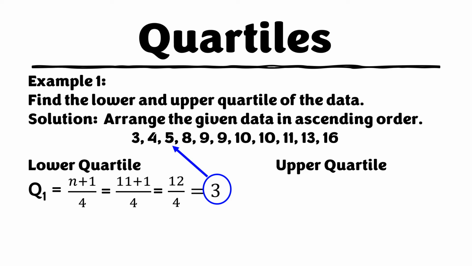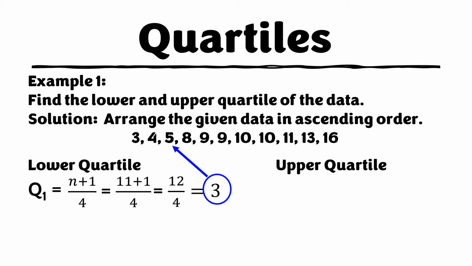if Q sub 1 is equal to 3, we're going to determine the third data in the given numbers. So we have 3, that is the first, 4 is the second, and 5 is the third. So therefore, the lower quartile is 5.